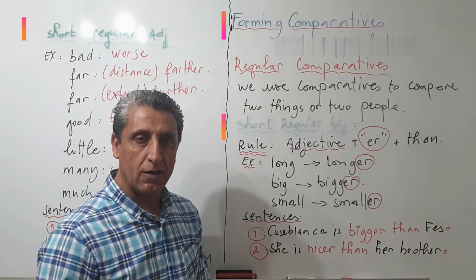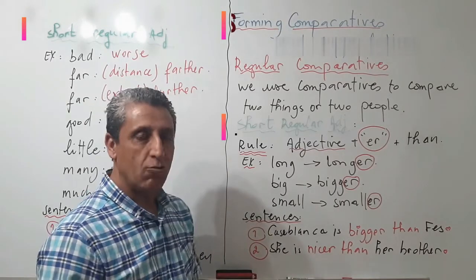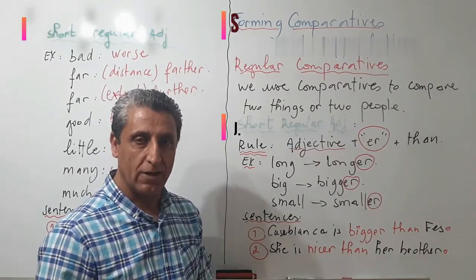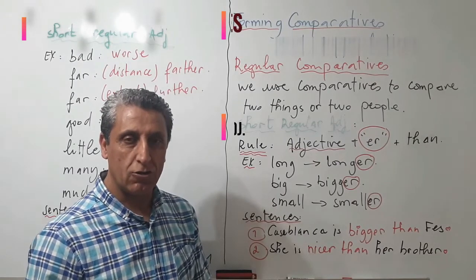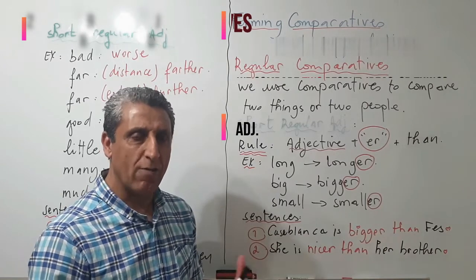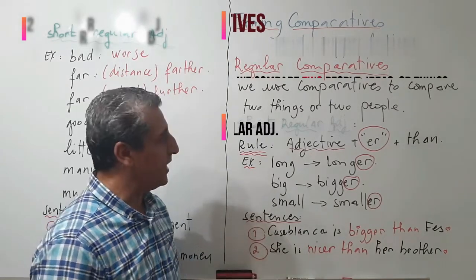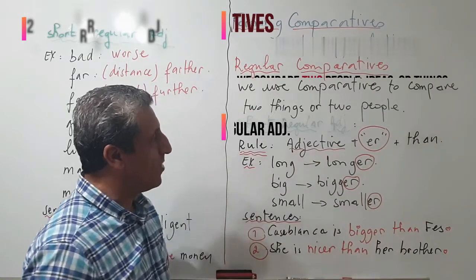The first point we are going to tackle together is the regular comparatives, okay? Because we have regular and irregular comparatives. We start with regular. When we say regular, it means that they respect a certain rule, okay? So, regular comparatives.